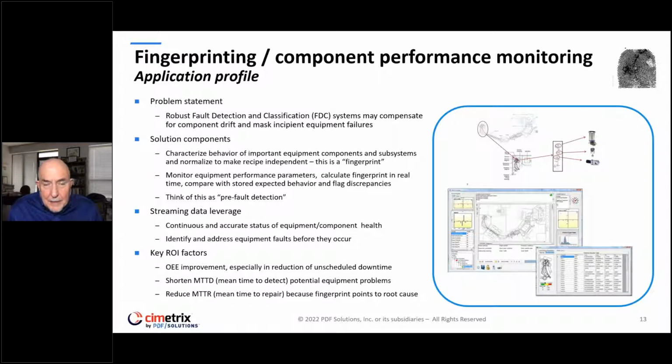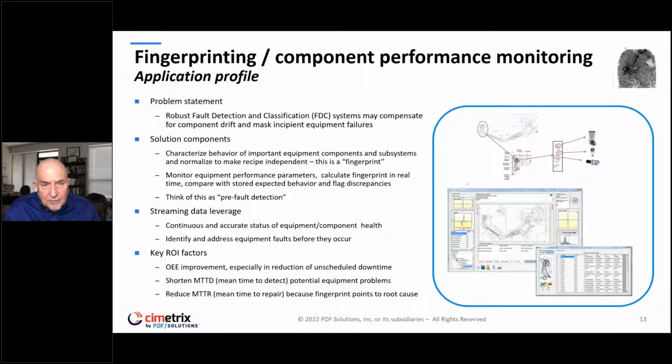Now the streaming data that you of course leverage is all of the bits and pieces that describe the component behavior that you wouldn't typically be monitoring with a SECS/GEM interface or maybe anything else. But that data is generally in the equipment controller somewhere, and with a granular enough equipment metadata model in the EDA standards, you'd be able to get at that information and implement these fingerprintings.